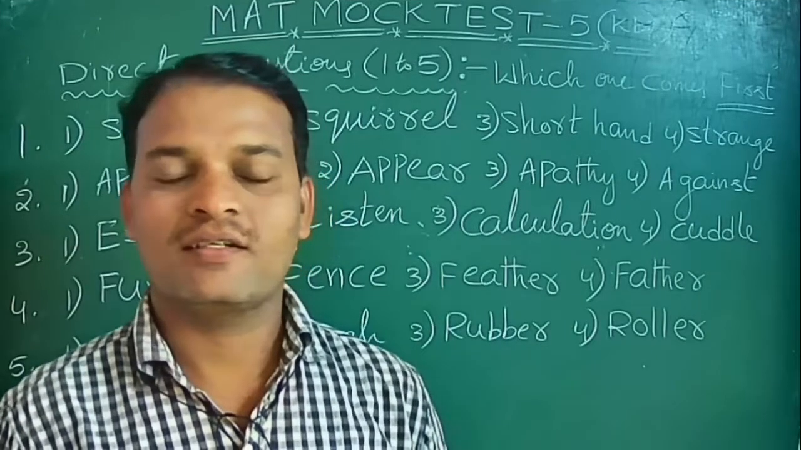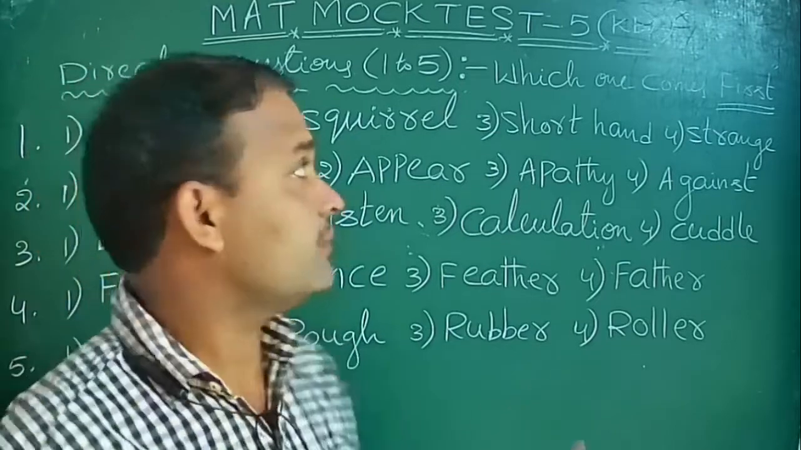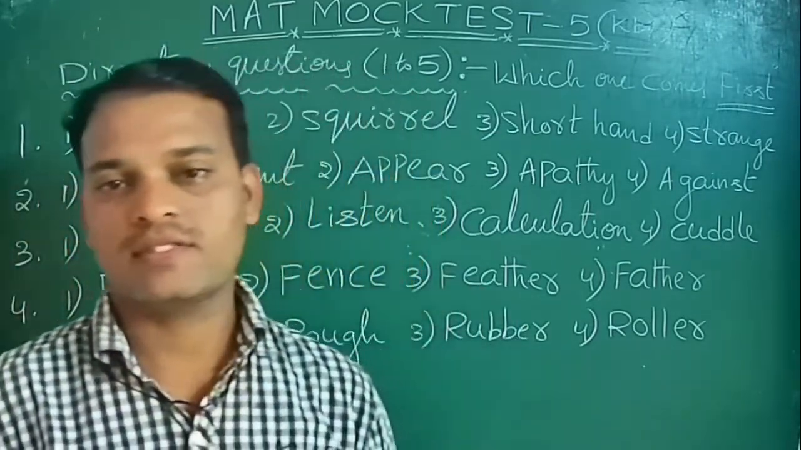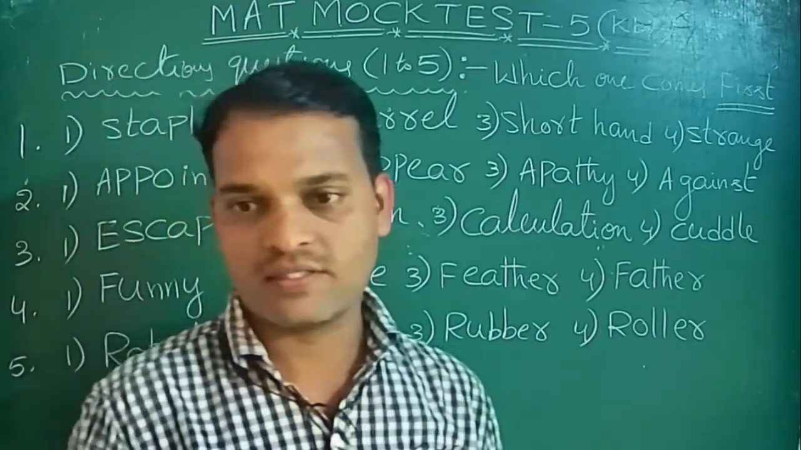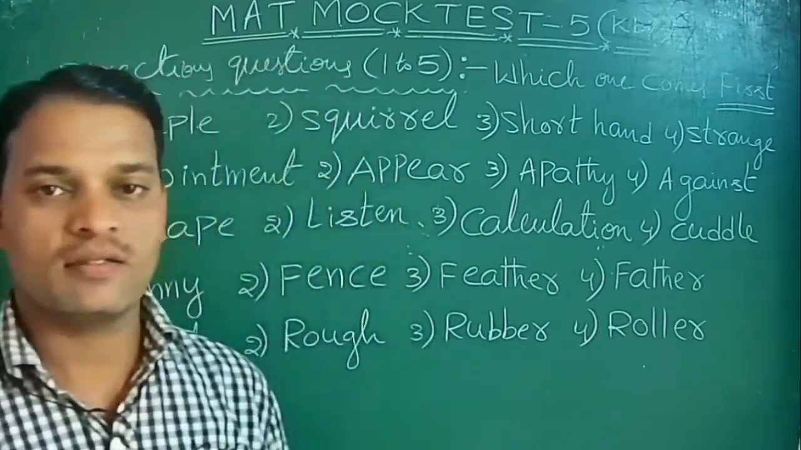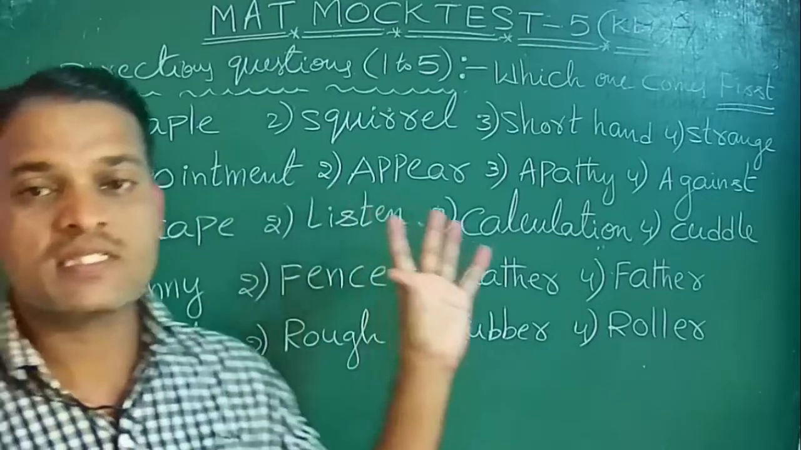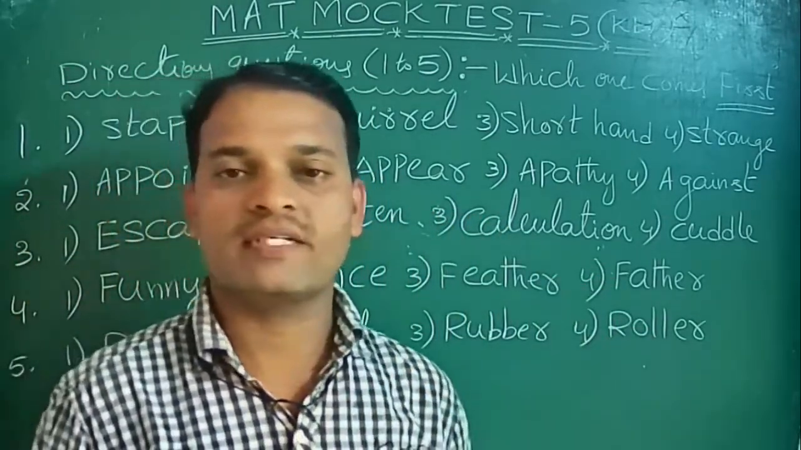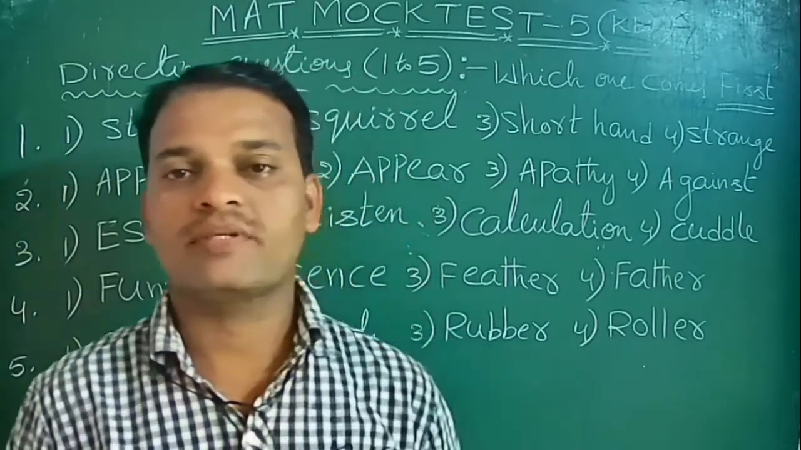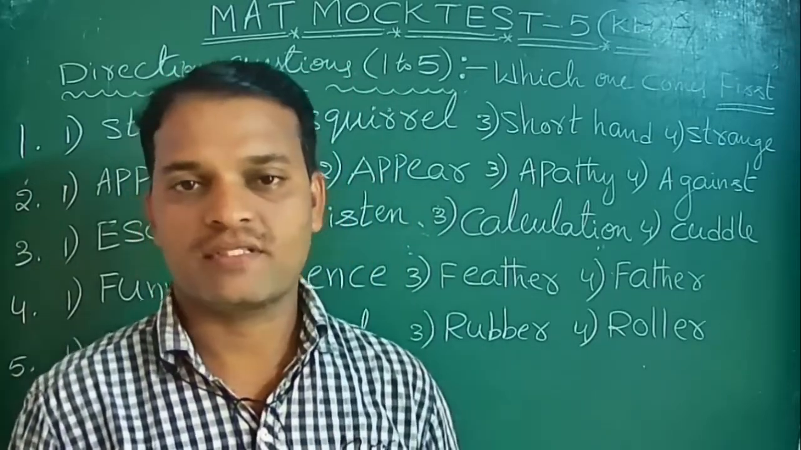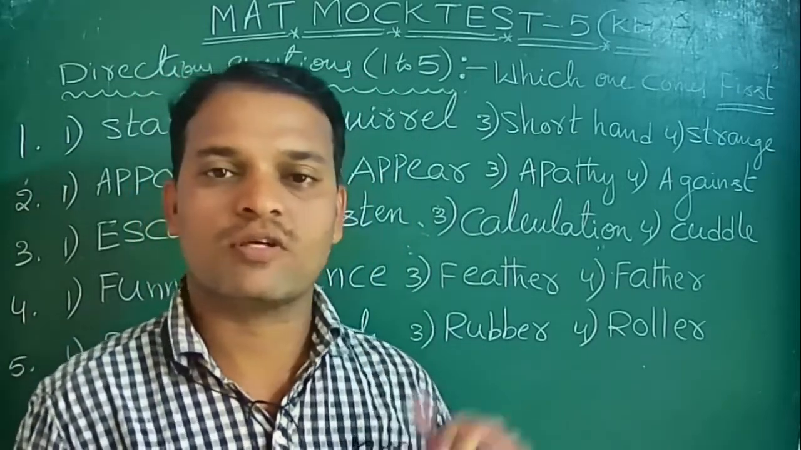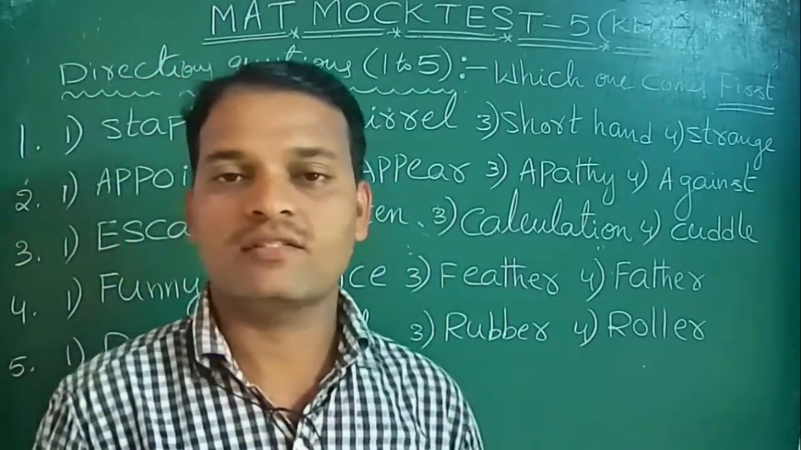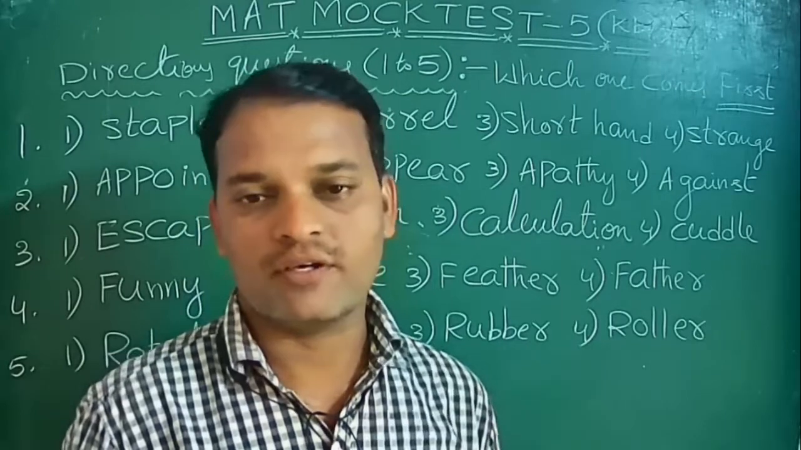Students, today I want to explain the MAT mock test 5 solutions, questions 1 to 30. The first topic is words arranged in alphabetical order, and the second topic is Venn diagrams. Based on these two topics, I want to explain your MAT mock test 5 solutions.